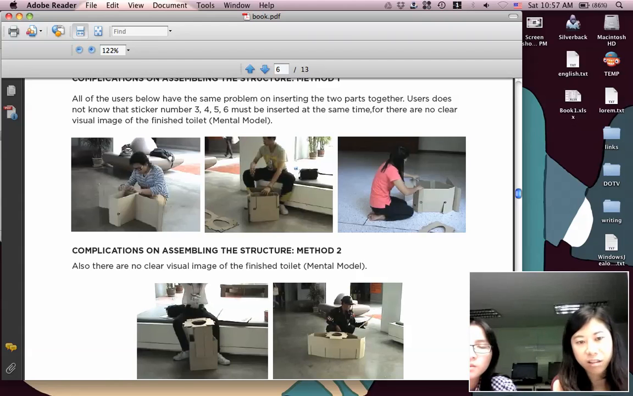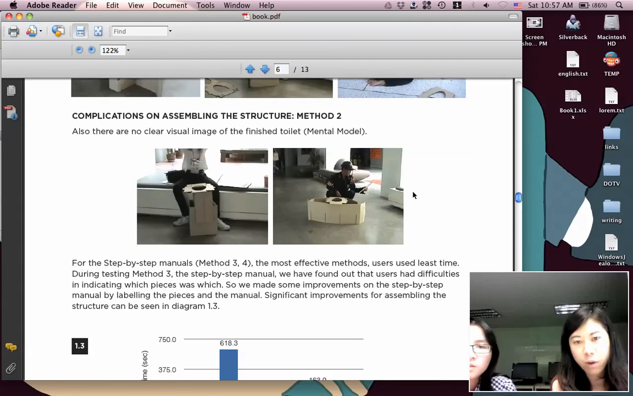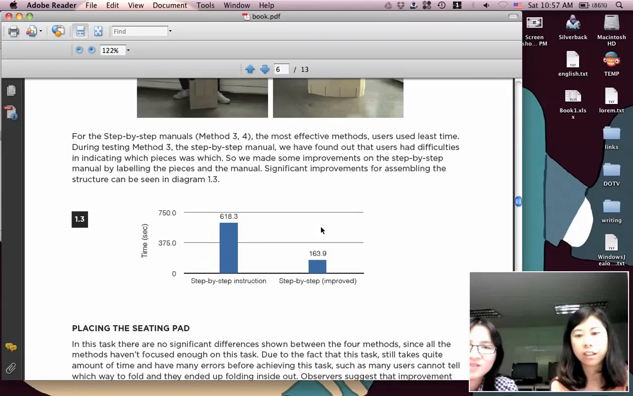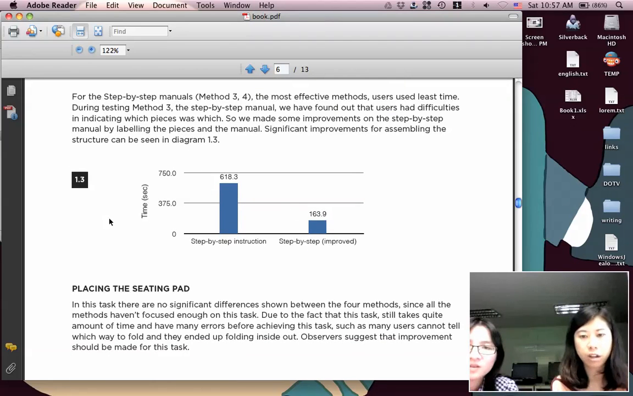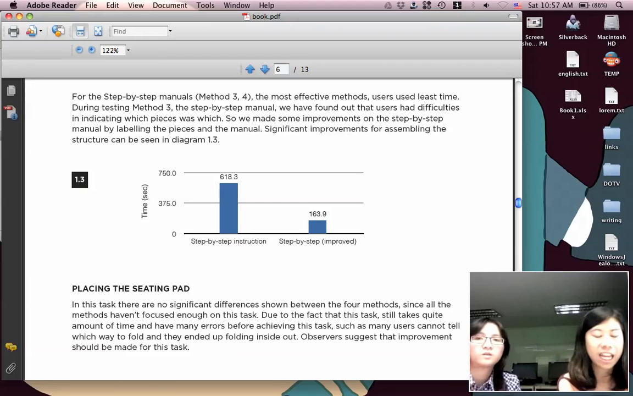Some people just guess. And for the assembly, the exploding view manual also has a problem because the user doesn't know that the pieces have to be pushed down all the way. So sometimes they just think it looks like this, which looks the same as in the manual. Also, some people don't follow the manual. This graph proves that the improved step-by-step manual is better, by indicating the pieces.